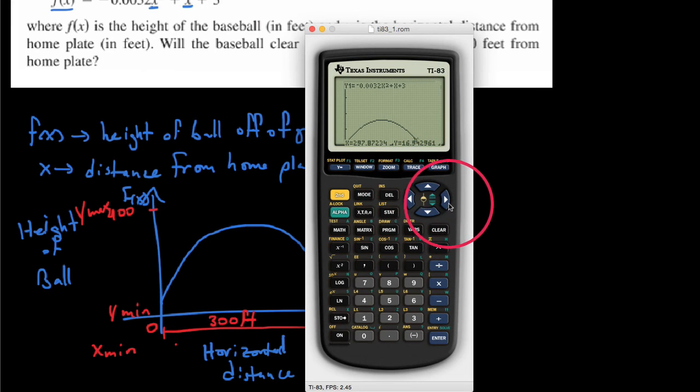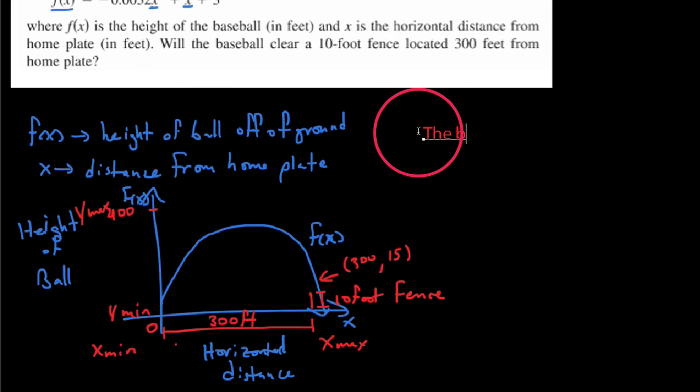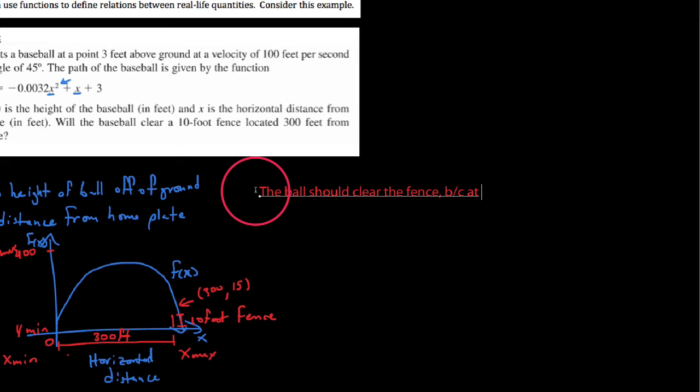One thing I want to do before we write that down is this. When you hit trace, go ahead and hit trace again and type in 300. You can type in a specific x value and hit enter, and it will tell you precisely how many feet off the ground it is. So on the graph here, we knew that at 300 feet, it was 15 feet off the ground. We're going to type a little note here that the ball should clear the fence because at 300 feet away from home plate, the ball is higher than 10 feet in the air; it is at 15 feet.